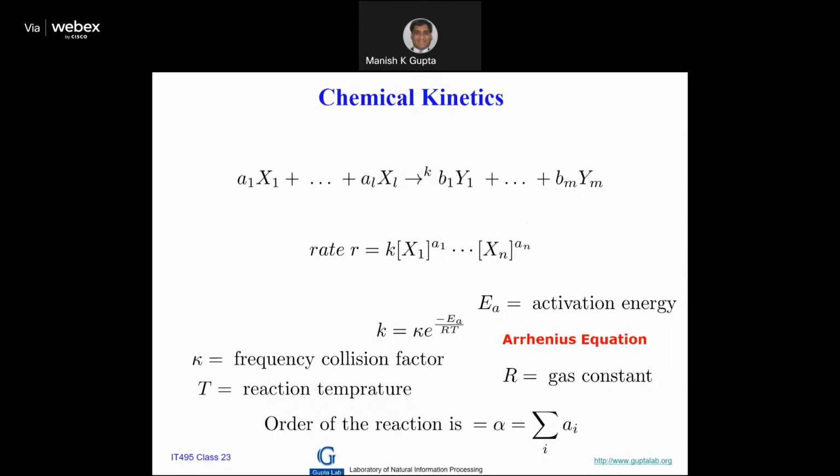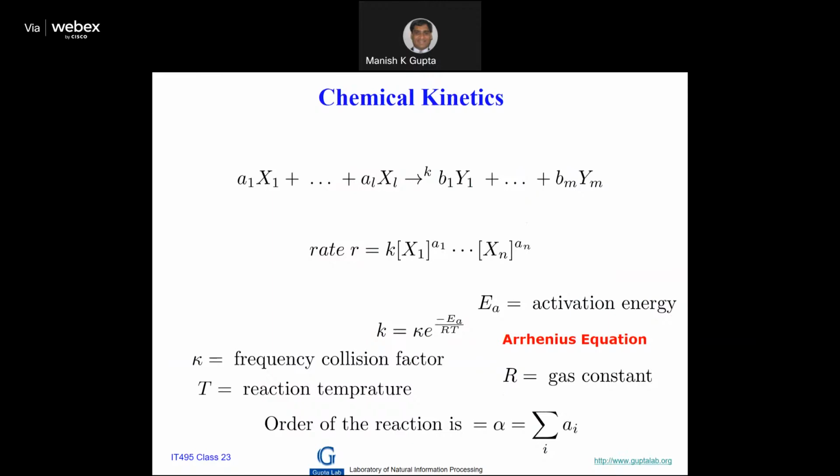here the forward rate of reaction is given as K times e raised to power minus EA divided by R into T. K is the frequency collision factor, T is the reaction temperature, R is the gas constant, and EA is the activation energy. This is the total formula. So that forward rate of reaction that we are talking about in terms of time, we can describe like this. I will show you the formula now.